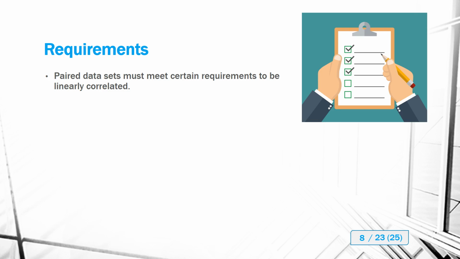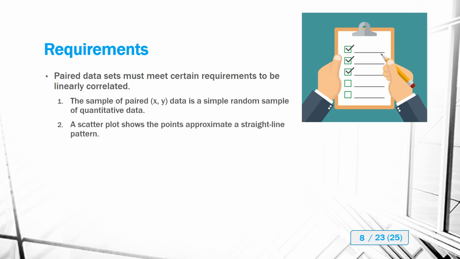There are certain requirements that paired data sets must meet in order to be linearly correlated. So the first is your paired sample data has to be a simple random sample, and it must be composed of quantitative data. So if there's any qualitative data or categorical data, this isn't going to work. Okay, you've got to have quantitative data from a simple random sample. Second, the scatter plot is made and it shows the points approximating a straight line pattern.